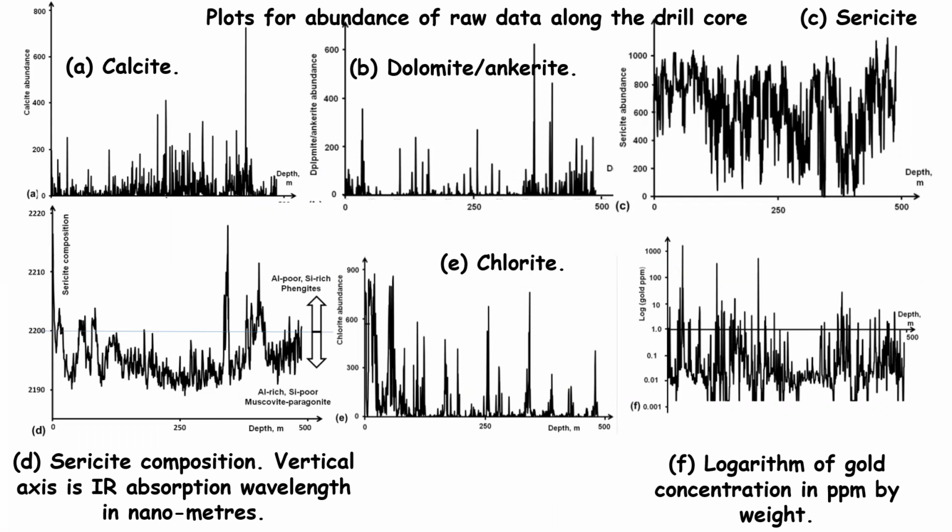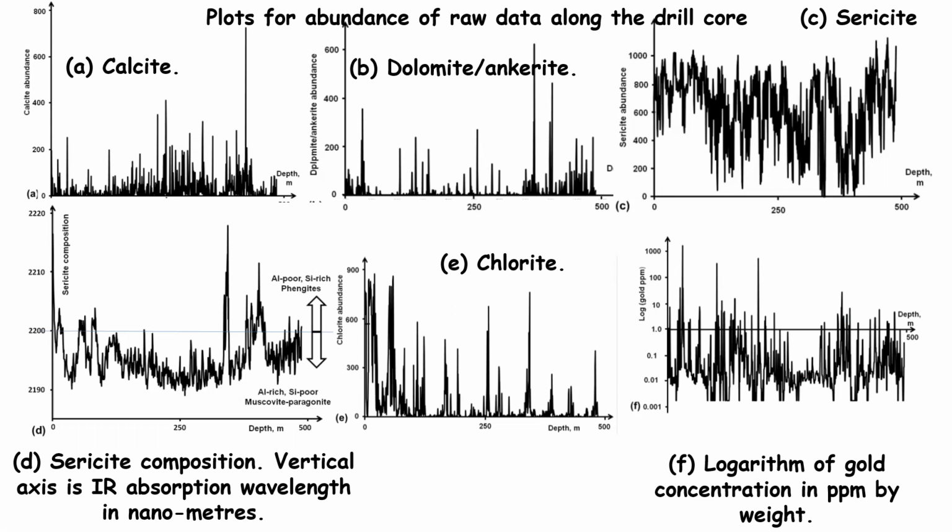Figures A, B, C, and E show the abundances of calcite, dolomite, ankerite, cerussite, and chlorite, respectively, as established from infrared absorbance in the near-infrared. The abundance scales are arbitrary, so that relative proportions cannot be read from these figures.